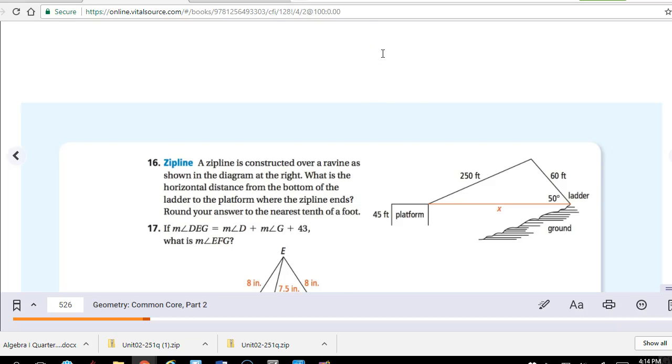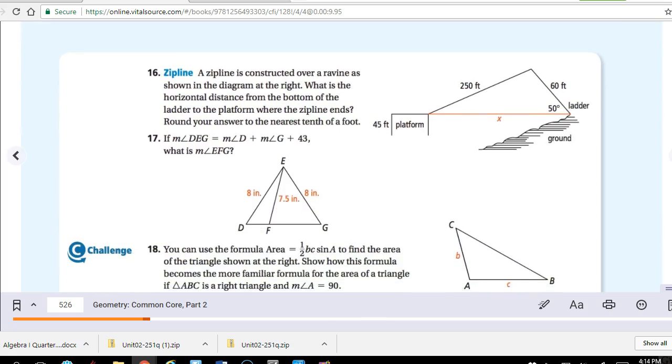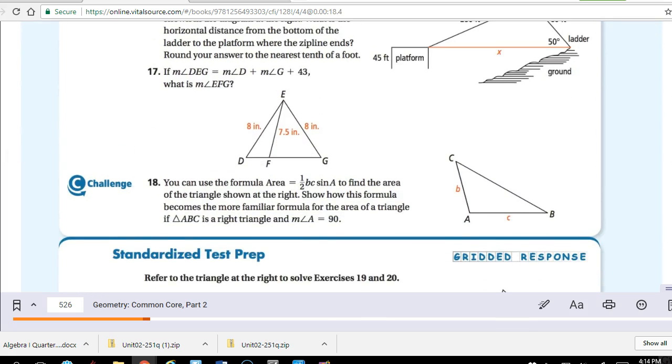Hey man, I thought it would be easier just to show you on a quick video. This is what number 17 looks like on page 526.